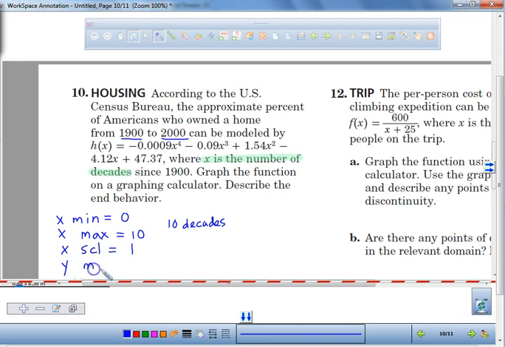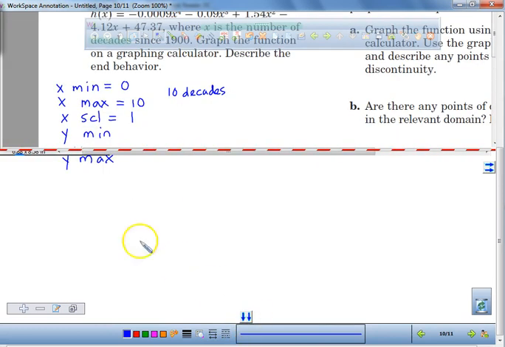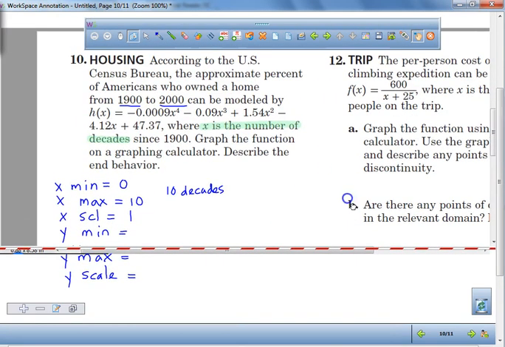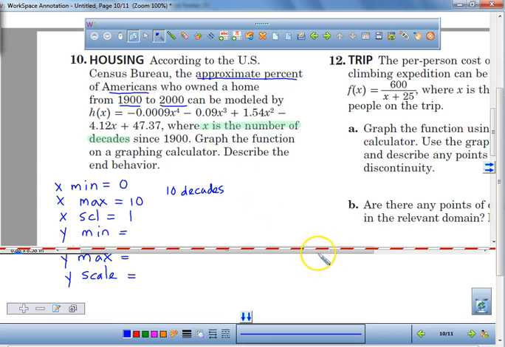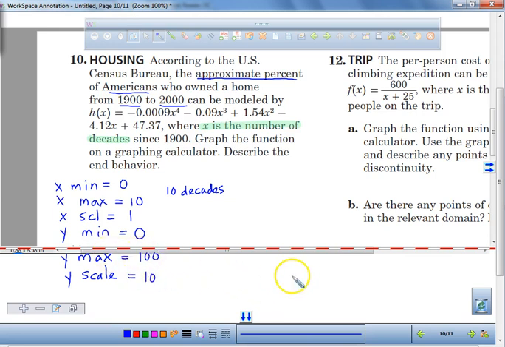Now we're going to do y minimum, the y maximum, and the y scale. Since this is dealing with percentage, right? The approximate percent of Americans who own a home. What's the least possible valid or relevant percentage? 0, right? Technically, 0% of the people in America could own a home. Right? What's the maximum amount? 100. So put 100. Let's put a scale of 10.